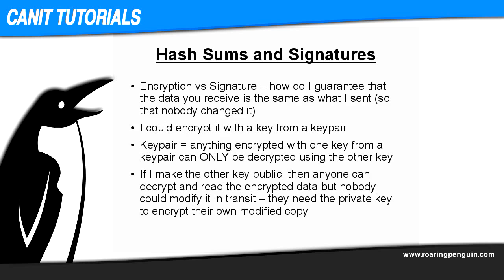If I encrypt some data with my private key, and I make the other key public, then anyone can decrypt and read the data, but nobody could modify it. They would need my private key to encrypt their own modified copy, or else they could just make random changes to the encrypted data, but then the recipient would just get undecryptable garbage.